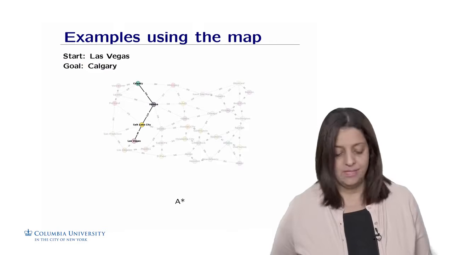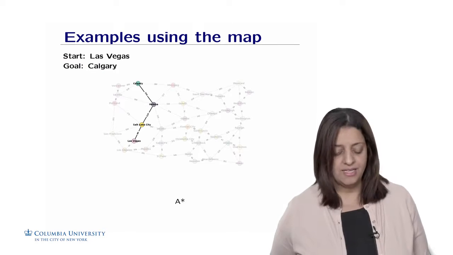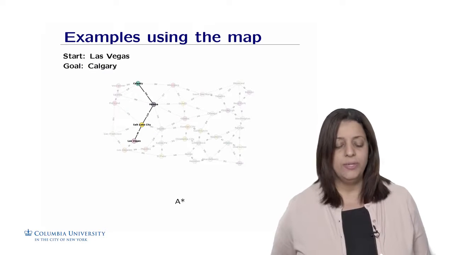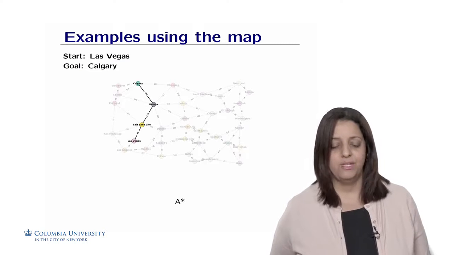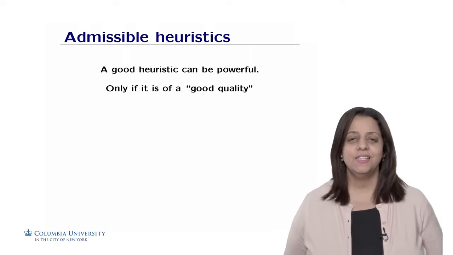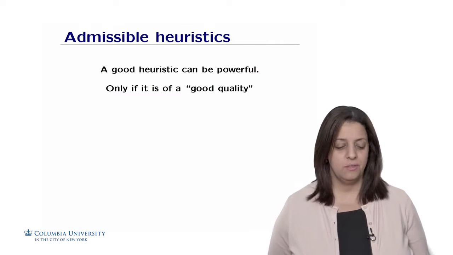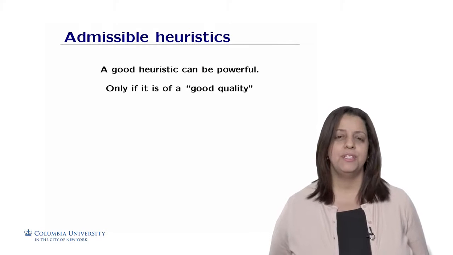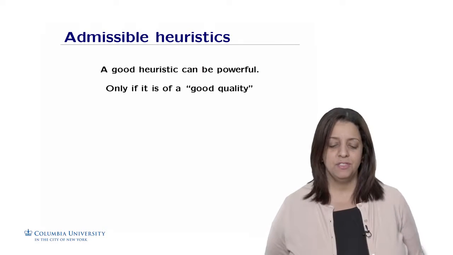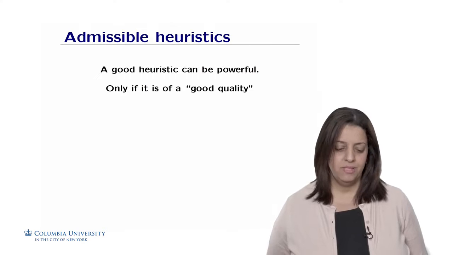If we do a similar process between Las Vegas and Calgary, we'll find a similar path to greedy search. So A-star always finds the optimal solution. Greedy search sometimes hits the best solution, but sometimes does not. So A-star does a pretty good job at finding the optimal solution. However, it must rely on a good heuristic, because a good heuristic can turn out to be a powerful one that leads us to the optimal solution.